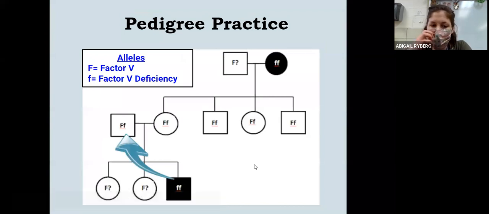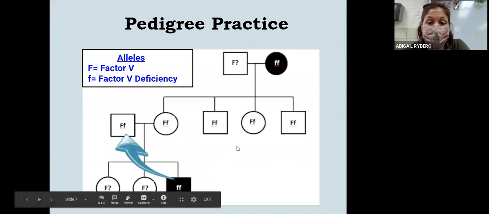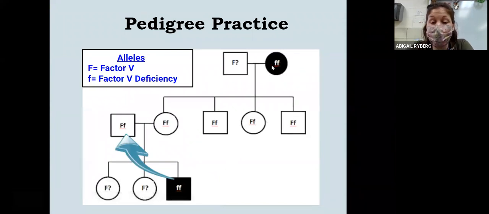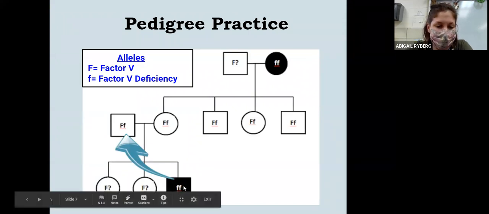So you can see now I've kind of gone in and plugged in their genotypes, and the only ones I know for certain right off the bat are the individuals with this trait. And again, because I said it's recessive, we know that the shaded in individuals must be little f, little f, ff.